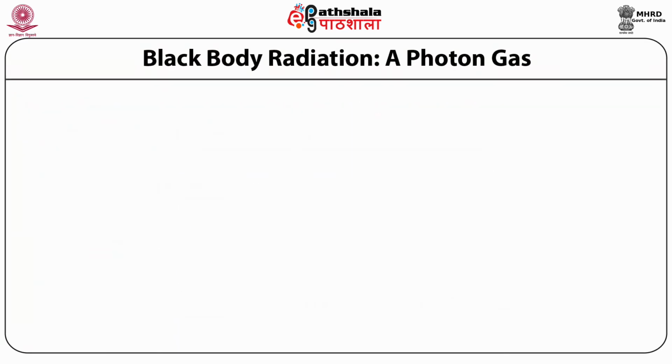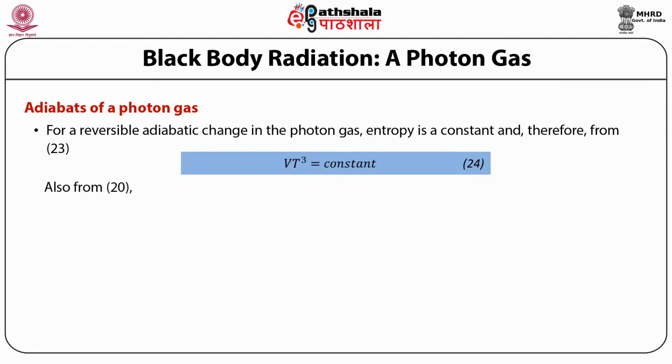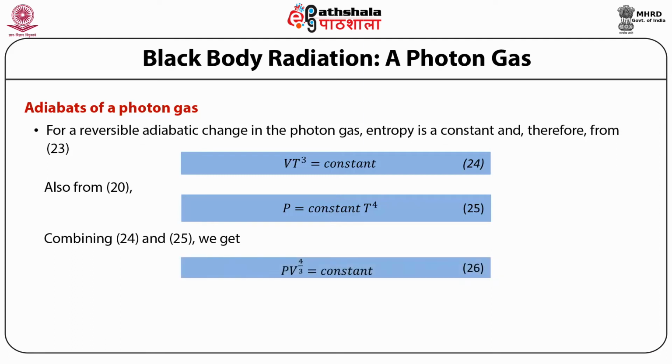Now let us calculate adiabats of a photon gas. For a reversible adiabatic change in the photon gas, entropy is a constant, and therefore from 23, V T raised to power 3 is equal to constant, and also from 20, P is equal to constant times T raised to power 4. Combining 24 and 25, we get PV raised to power 4 by 3 is equal to constant, which is the equation for the adiabat of a photon gas.